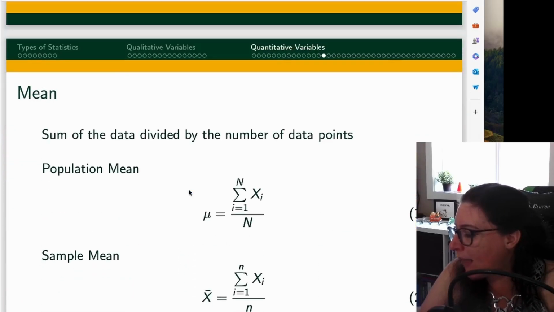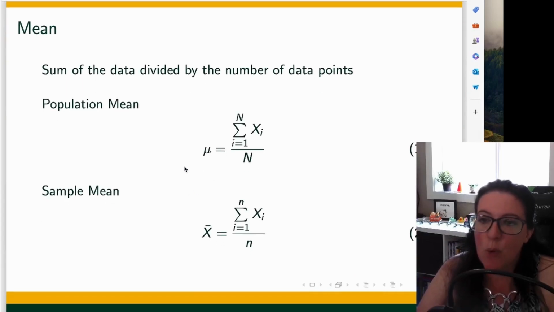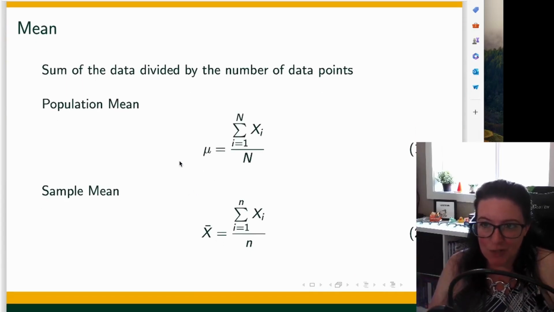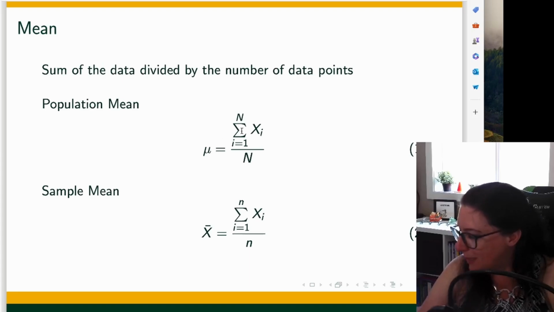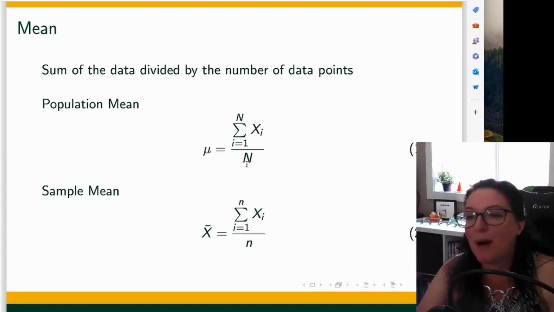The median and the mean are going to be impacted by the outliers. So mean is just the average. Add up all the numbers. That's what this formula says. Add up all the data points and divide by the number.